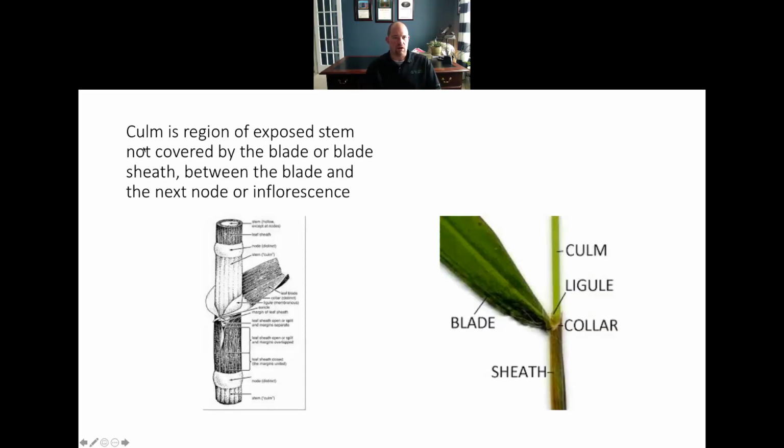Then you have the culm. So the culm would be the region of exposed stem not covered by a blade. So it's the portion of the stem that you see, and it extends to the next node, which is where the next blade of grass would originate from. But it is the portion of stem that is not covered by any blade or blade sheath. And it's the piece of the stem between the blade and the next node, or the inflorescence, which would be the flower.